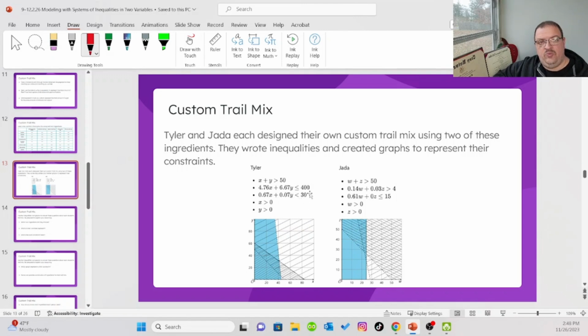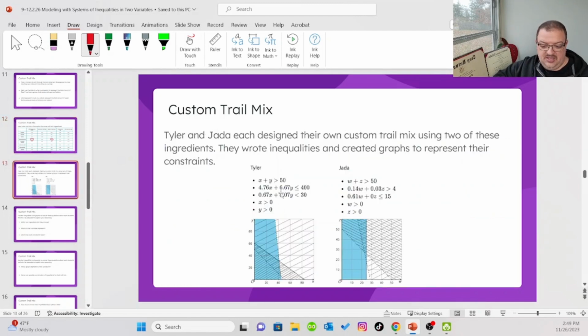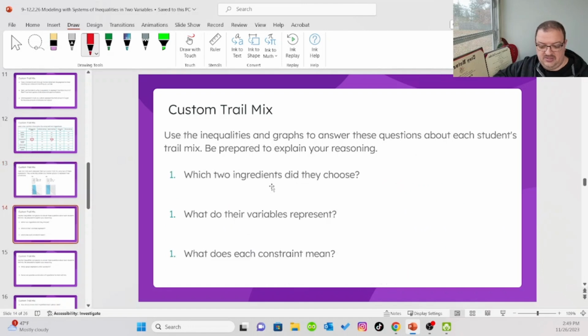So first, we want to look for ingredients where we would have 4.76 and 0.67. And I notice that I have 4.76 right here, representing the calories per gram of chocolate pieces. And I have my 0.67 right here, representing sugar. So we know that one of Tyler's has to be chocolate pieces.